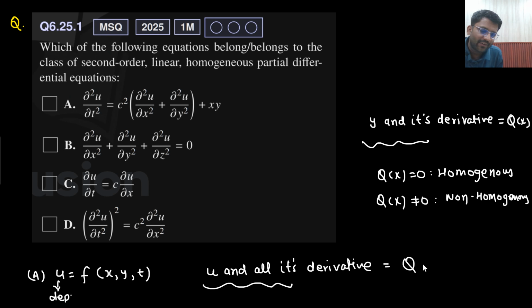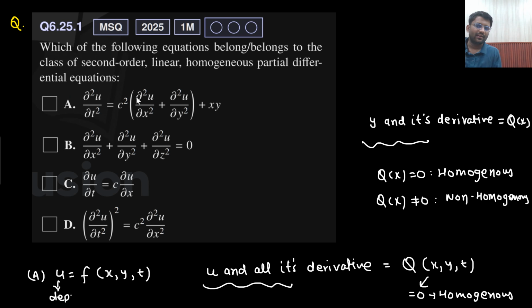And here I will keep u as a function of x, comma y, comma t. How can I tell that u is a function of x, y, t? Because u is differentiated with respect to t, with respect to x, with respect to y. Same scenario I am keeping: if this comes out to be 0, then I will say homogeneous, otherwise non-homogeneous. So can I make equation A like that?